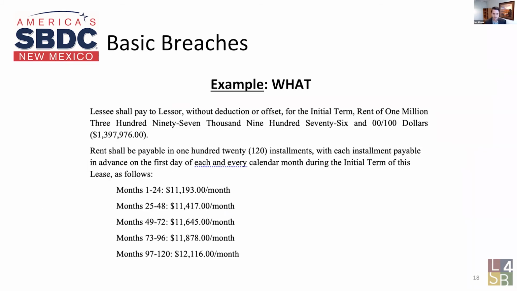The what is the next thing, and it's just so vitally important. What are the parties agreeing to do with these contracts?